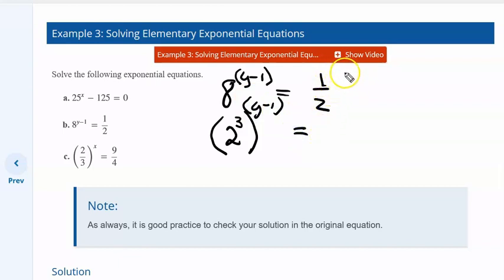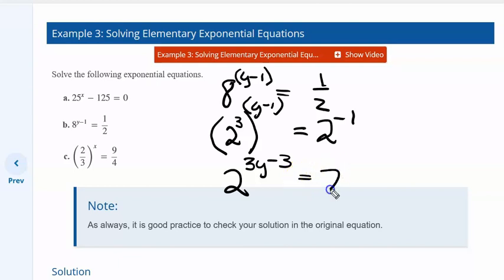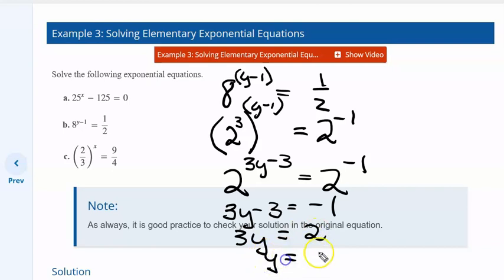Now, if we had this to a negative value, this is actually 2 to the negative 1. So now we're going to get 2. Multiplying our 3 by this, we get 3y minus 3 equals 2 to the negative 1. So our bases are the same, so the exponents should equal each other. So then we get 3y minus 3 equals negative 1. And we're going to solve for y. So we get 3y equals, transpose that, becomes a positive 3 on this side, so this is 2. So y equals 2/3. And I'll show you the check, which is down below, but that's our value for what y would be.